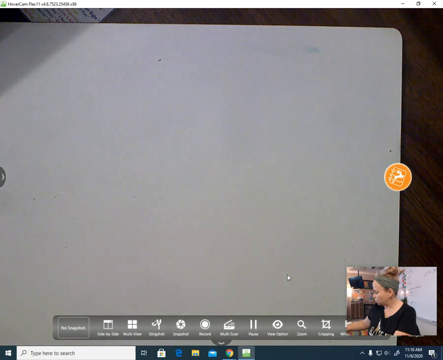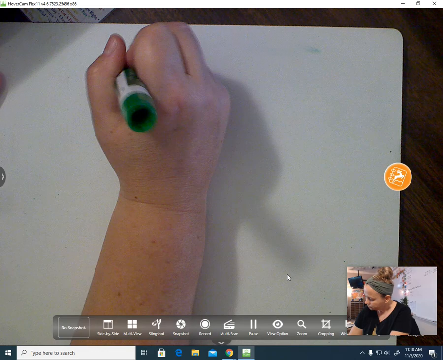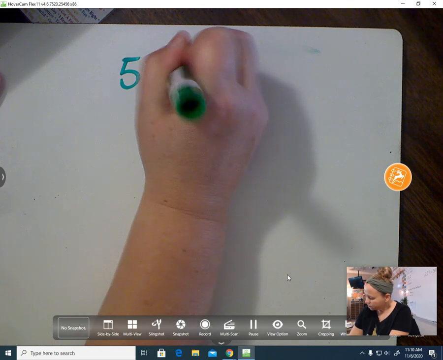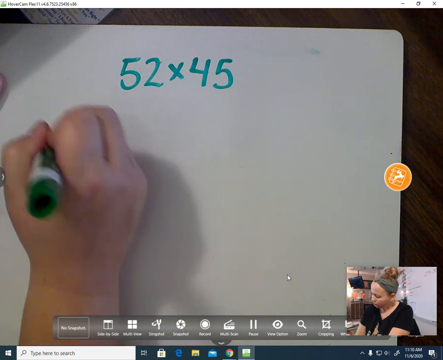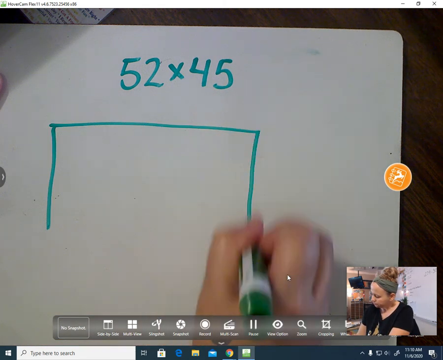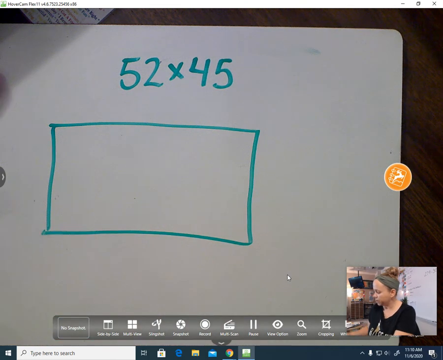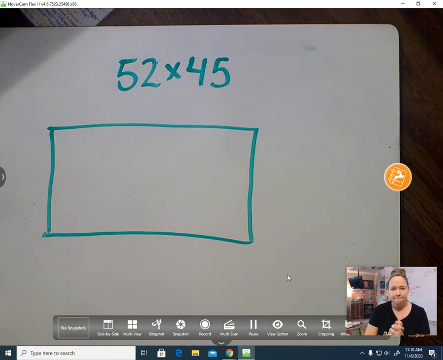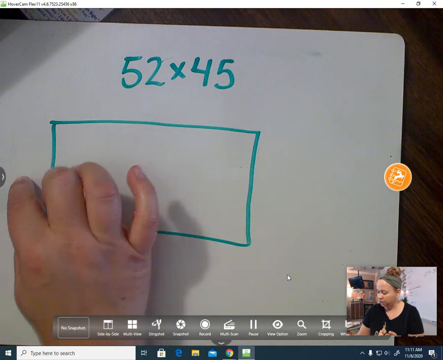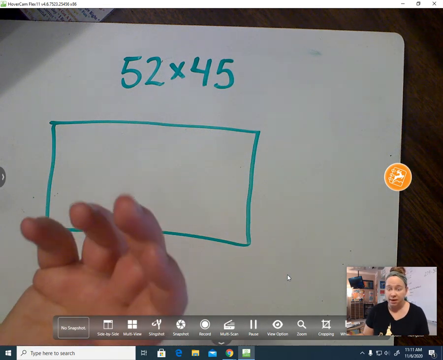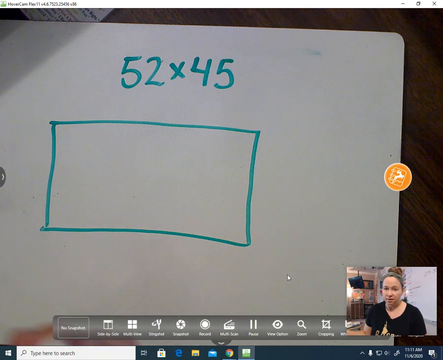Erase your board. Here we go. Let's do 52 times 45. Go ahead and write that on your board. Draw your rectangle. Now, what's the first thing we're going to do here? Some people want to put the 45 up top. That's fine. If you want to put the 52 here and the 45 here, remember the order doesn't matter as long as you break them apart the right way.